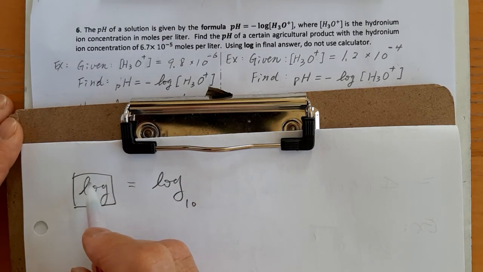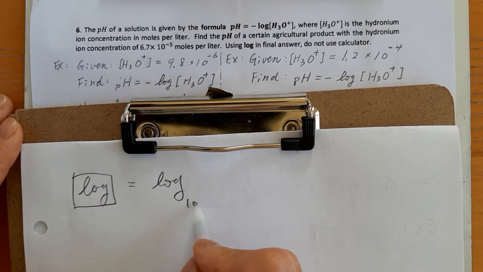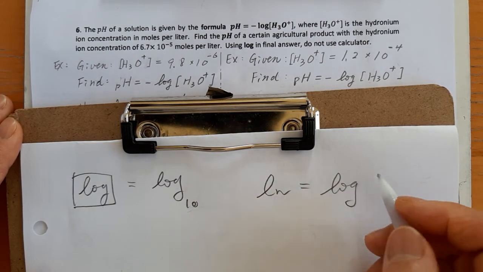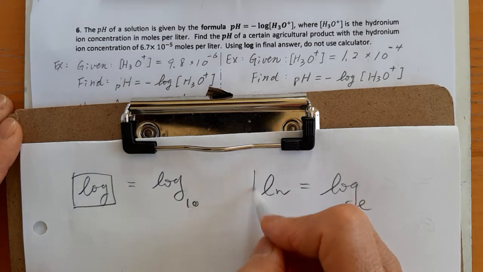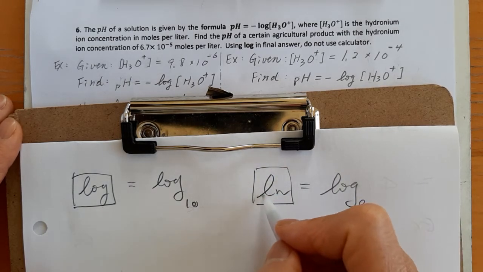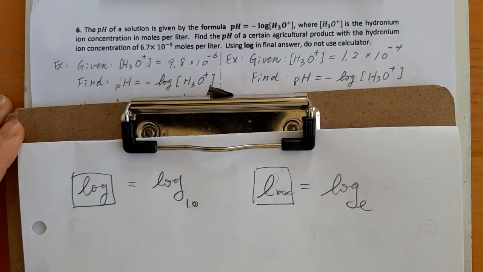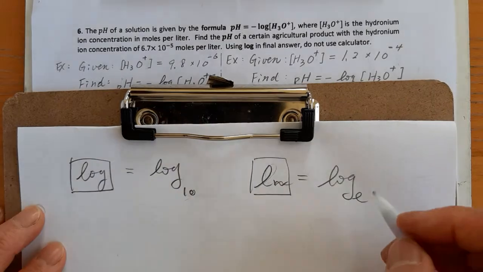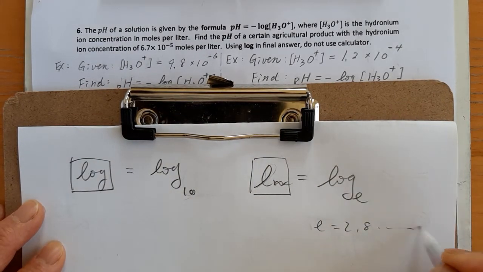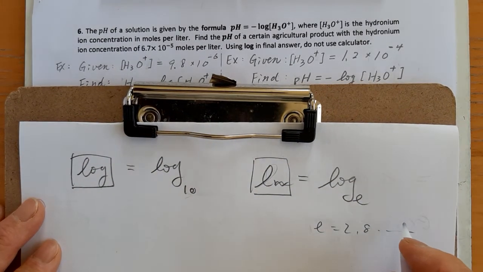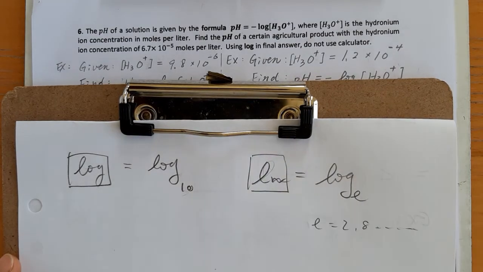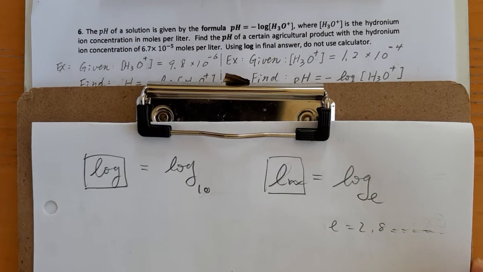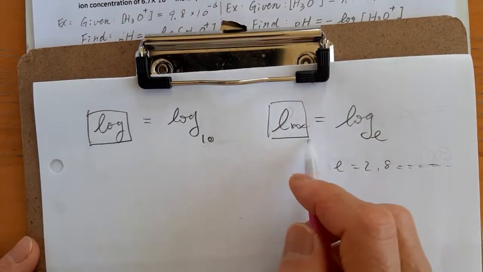On the calculator, you have this key, which means base is 10. Another one is ln. Ln means natural. e is the natural number, so ln means the base is e. e is about 2.8 something. It's an irrational number, and the decimal digits keep going on, non-terminating and non-stopping.